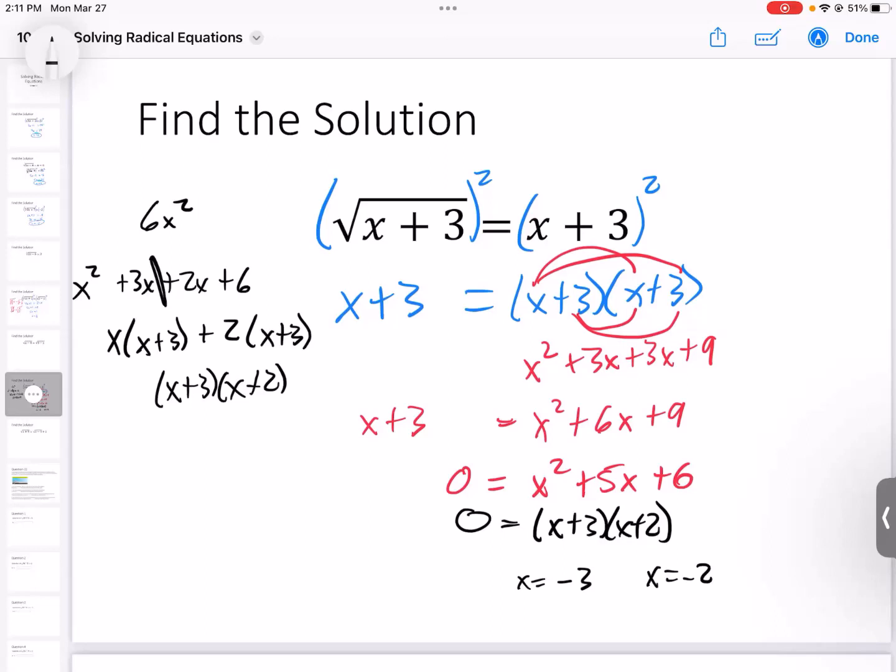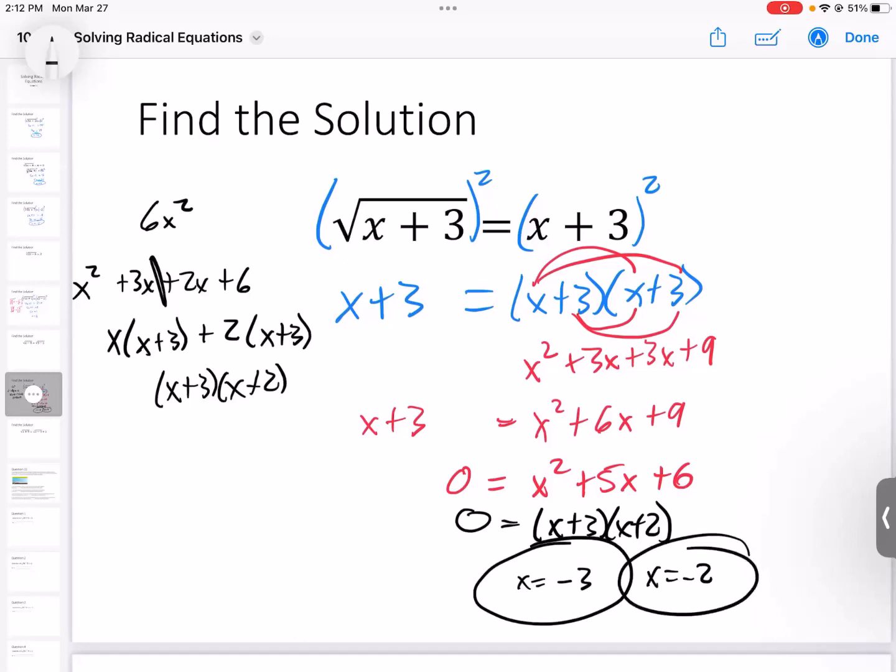I can say -2 plus 3 is 1. Does the square root of 1 equal -2 plus 3? It does, because -2 plus 3 is 1. The square root of 1 will be 1. And so that means that both of these are solutions.